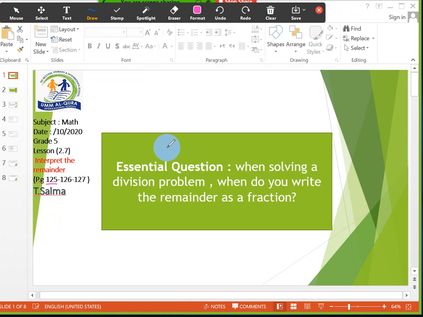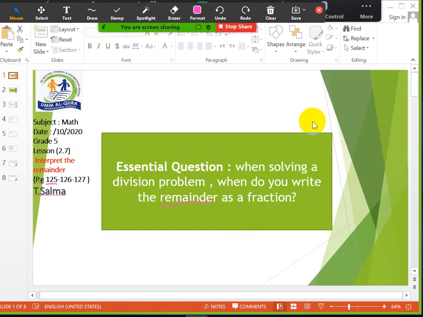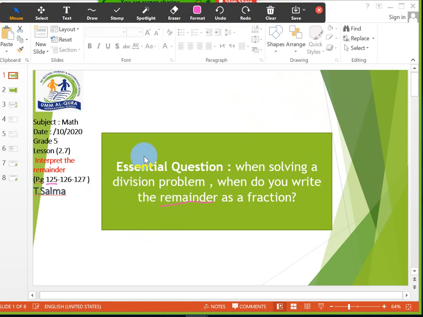Let's start our lesson today. So today we will talk about the remainder, and how I will solve a division problem, and how I will write the remainder in another way. We learn about the remainder, right? And we learn how to write the remainder, and all the time in the quotient I write the remainder as R and a number. So today we will learn how to write the remainder as a fraction. Why? Okay, let's start.